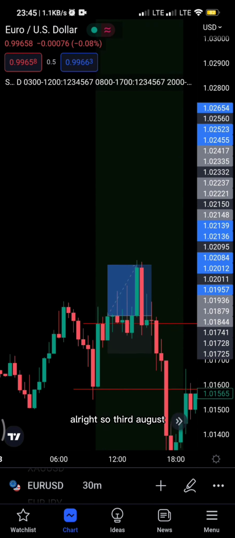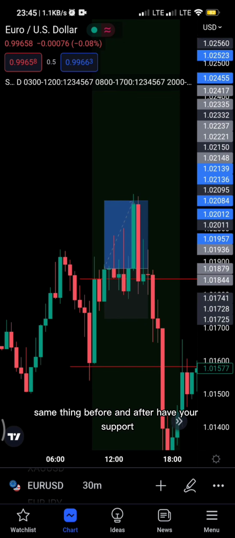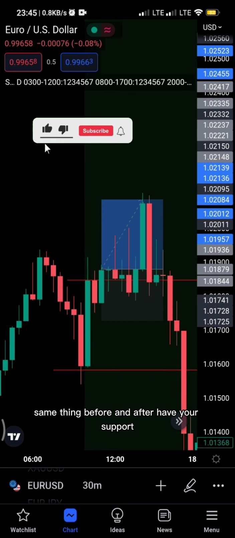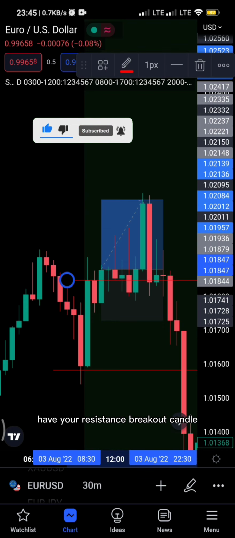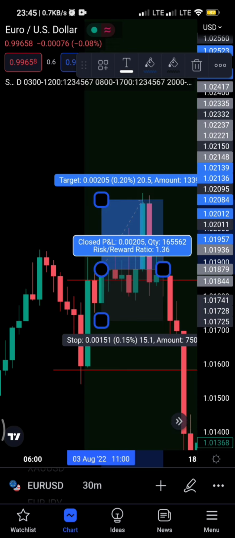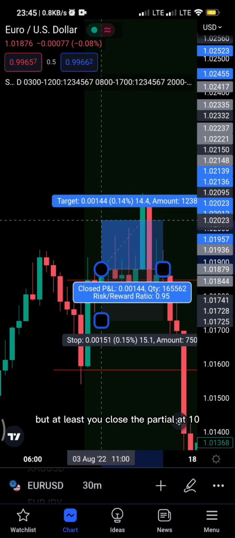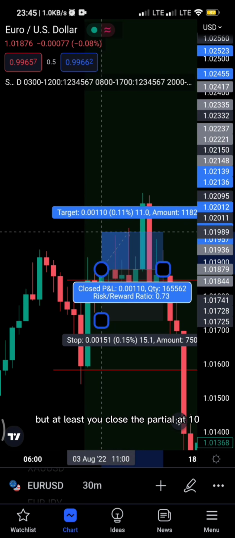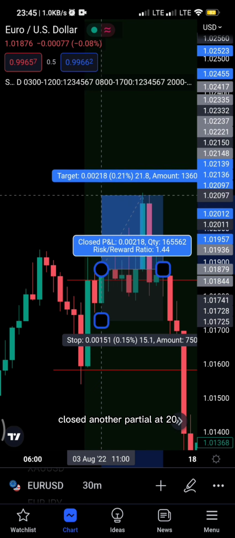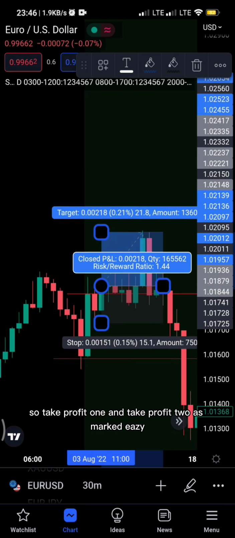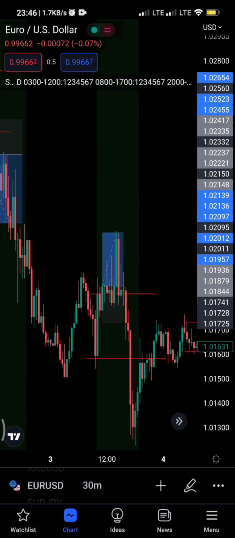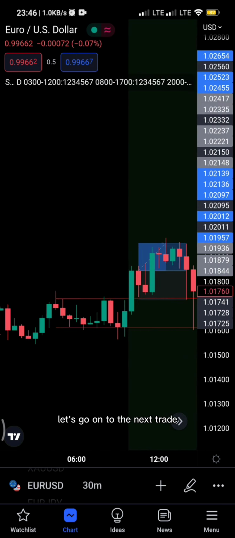Alright, so 3rd August, same thing, before and after. Have your support, have your resistance, breakout candle, enter trade, stop loss 15 pips. It hit take profit 2, but at least you closed partial at 10 and closed another partial at 20. So take profit 1 and take profit 2 were marked. Easy. Let's go on to the next trade.